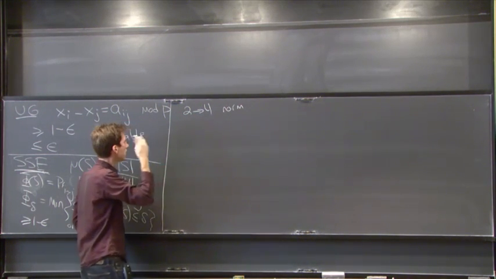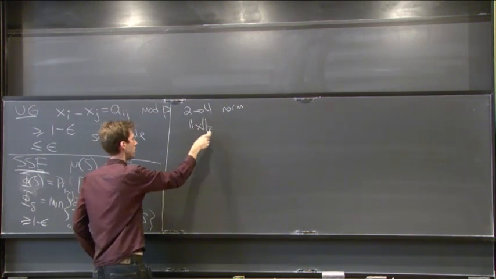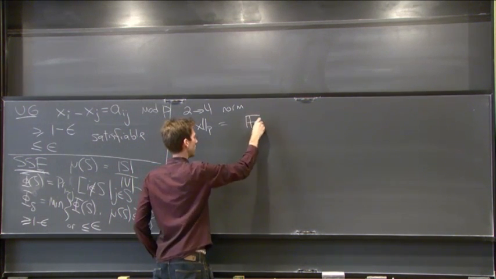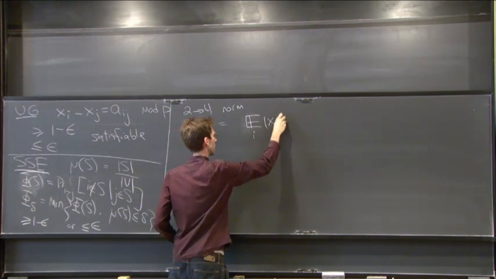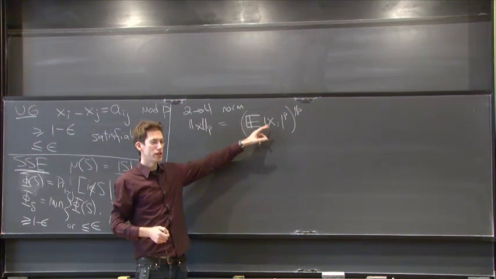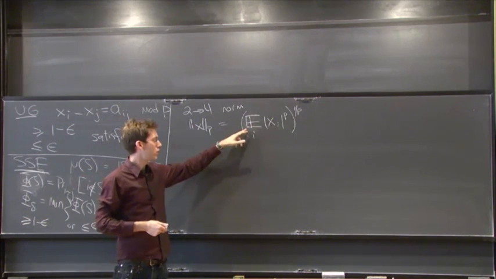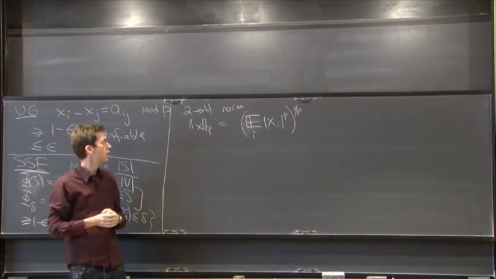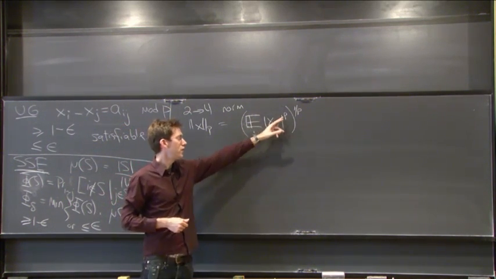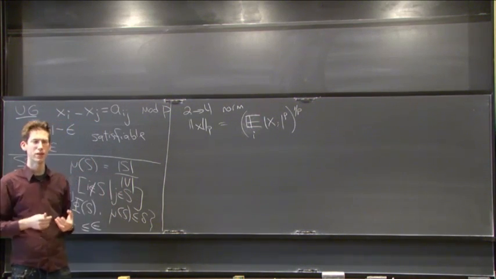So define the p norm of a vector to be the pth root of the average of the pth power of the entries. So we're using the expectation over the entries instead of the sum. The usual Euclidean norm would be that when p is equal to 2. And as you increase p, it weights more strongly the heavy elements of the vector.